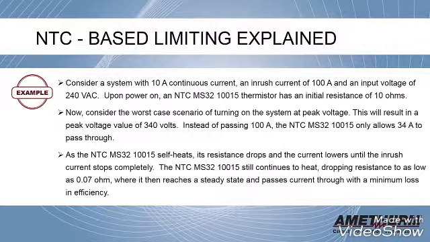Instead of passing 100 amp, the NTC MS32-10015 only allows 34 amp to pass through. As the NTC MS32-10015 self-heats, its resistance drops and the current lowers until the inrush current stops completely. The NTC MS32-10015 still continues to heat, dropping resistance to as low as 0.07 ohm, where it then reaches a steady state and passes current through with a minimum loss of efficiency.